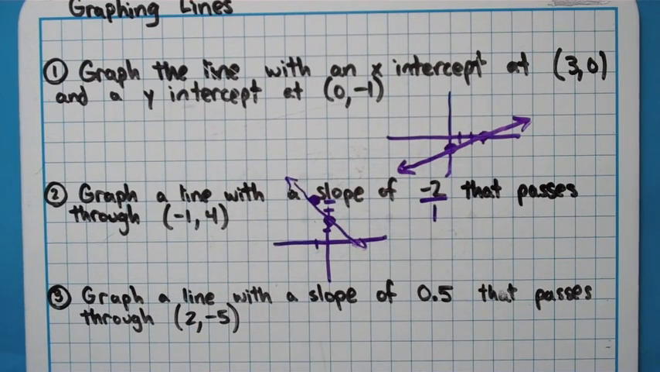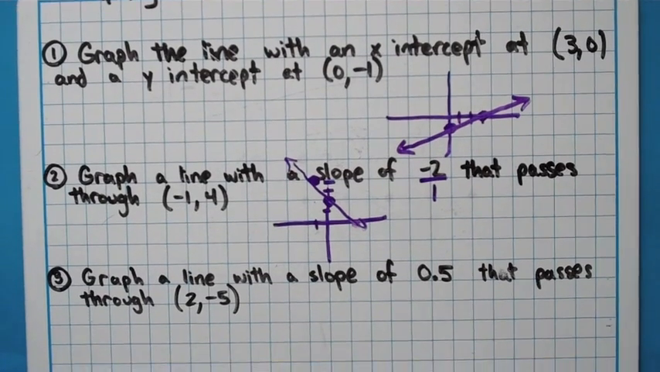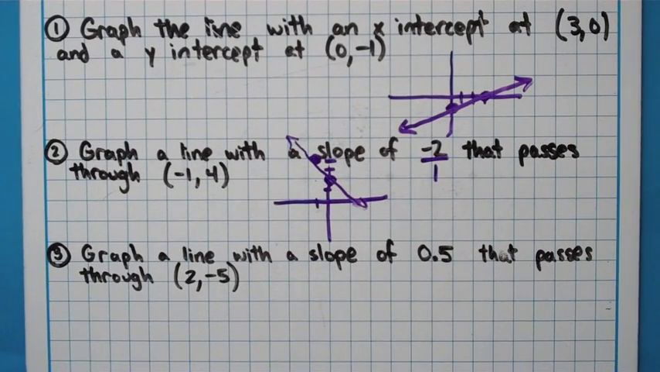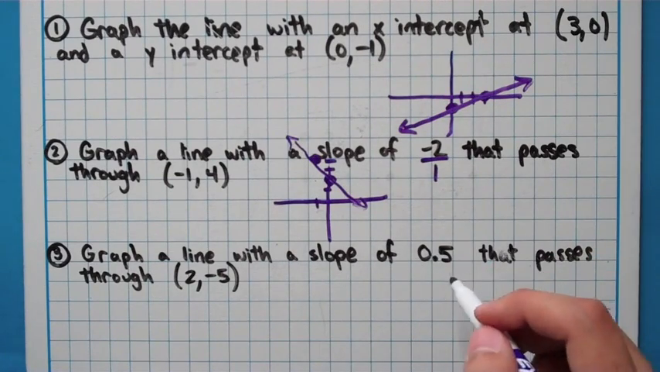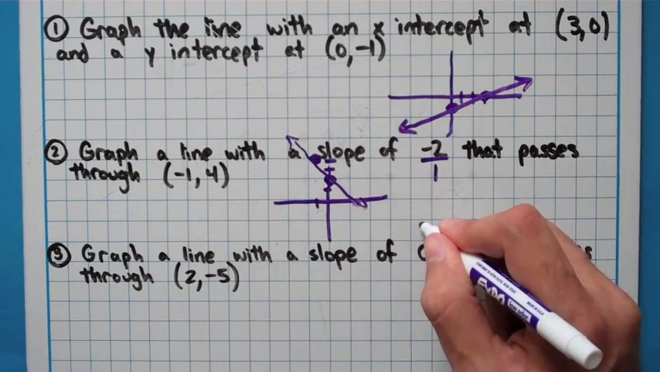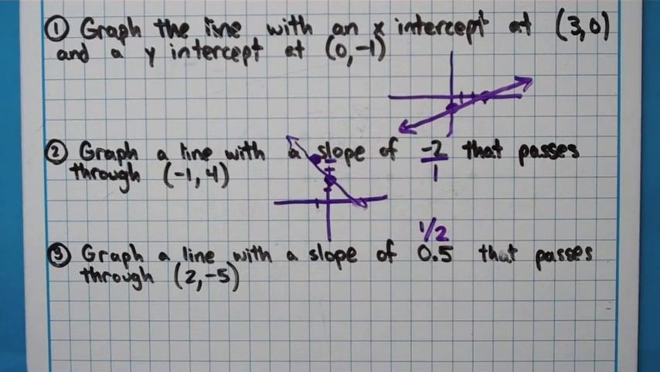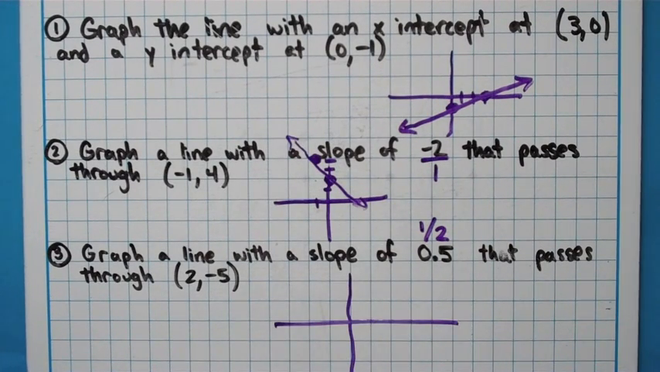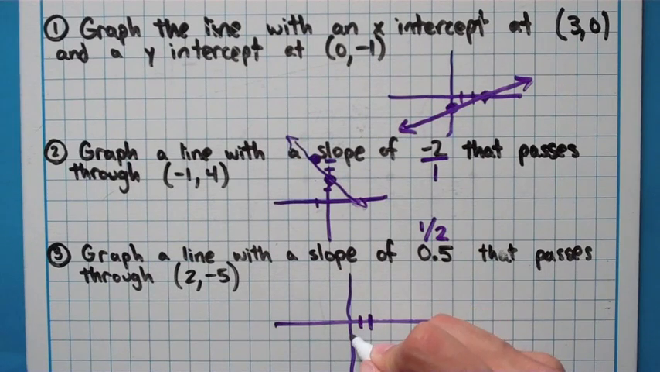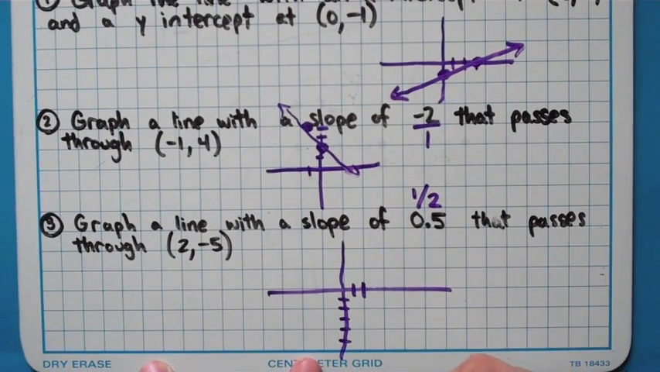Just like that. One more example on this video, same sort of thing. Line with a slope of 0.5. I don't really like slope written as a decimal. I'm going to turn this into a fraction. 0.5 is the same thing as 1/2. Now I know a point on my graph. I know this graph is going to hit (2, -5) down there. So (2, -5) is going to look like that.